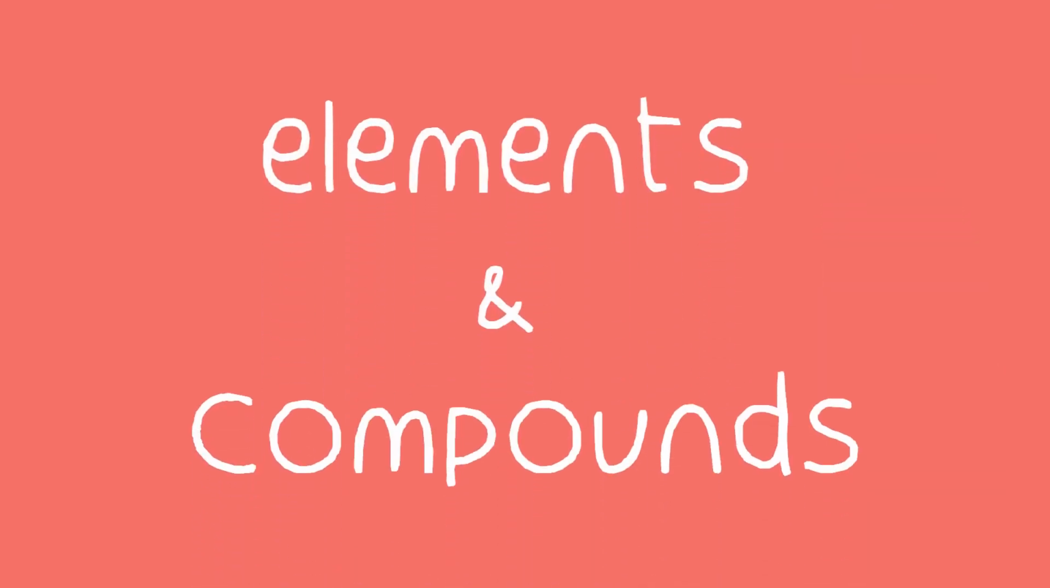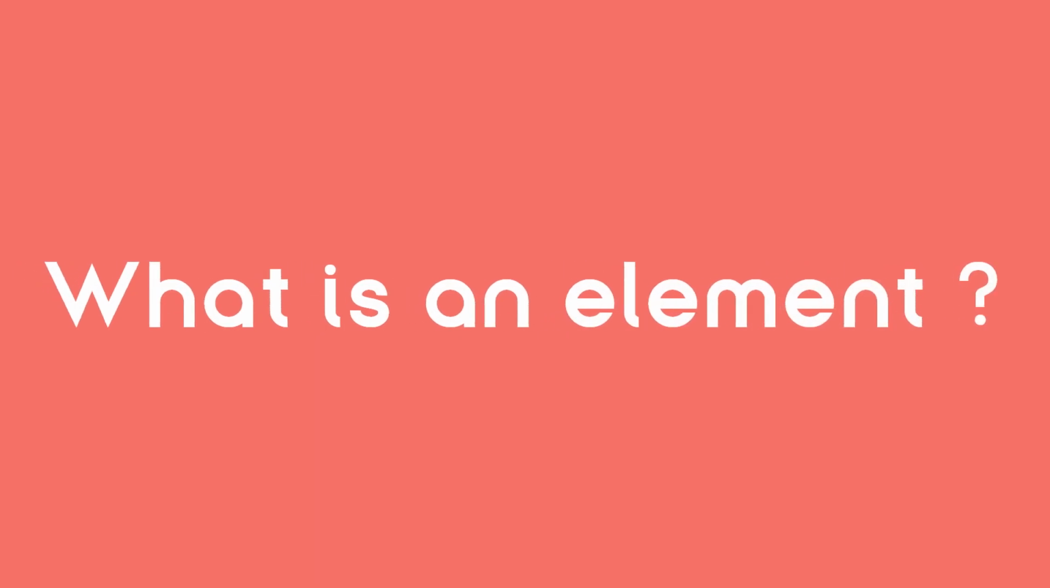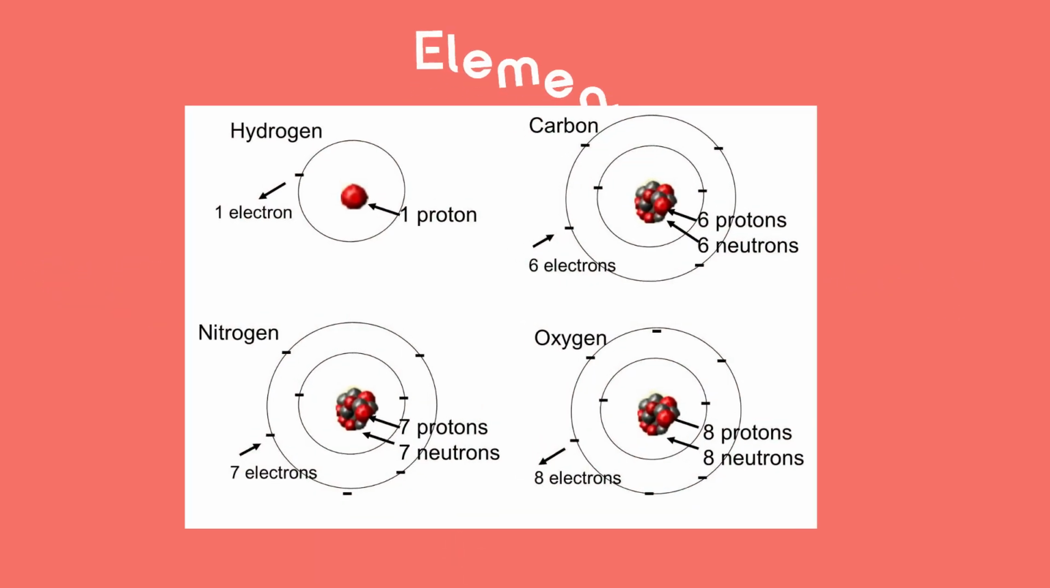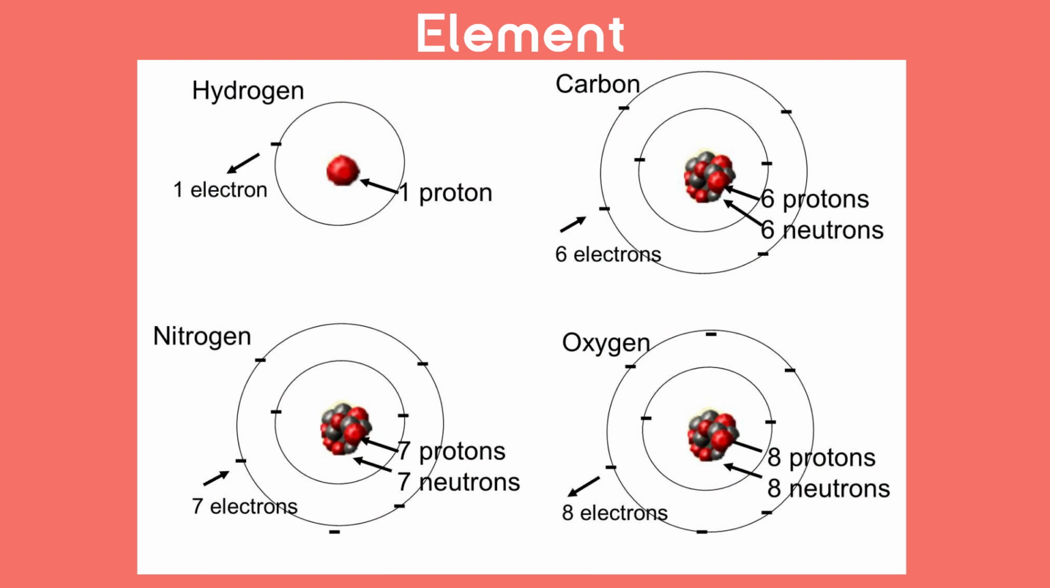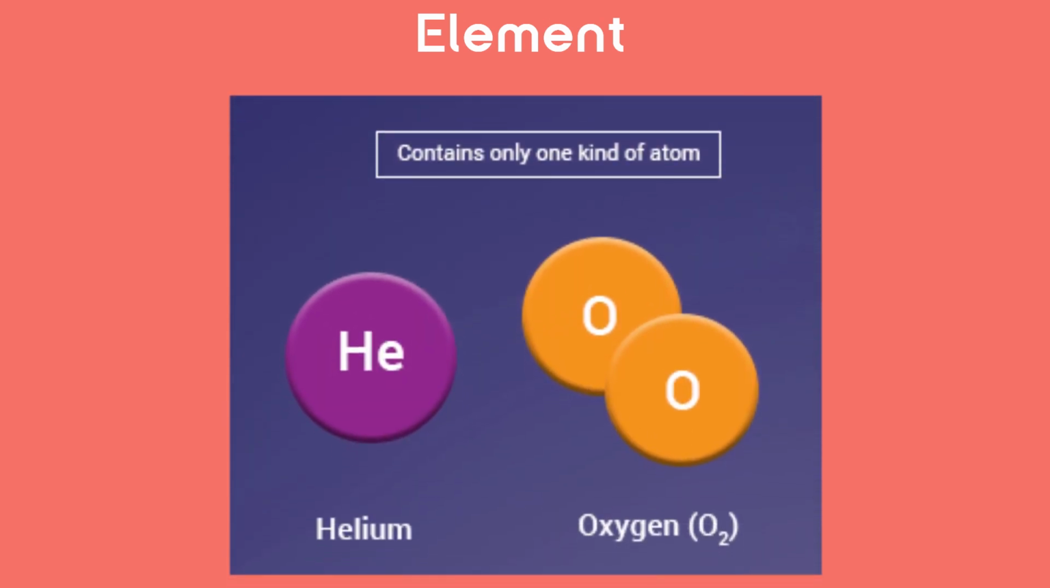Today we are going to see about elements and compounds. What is an element? In chemistry, an element is a pure substance consisting only of atoms with the same number of protons in their atomic nucleus. Look at this picture. In this picture, hydrogen has one electron and one proton, and other elements also have the same amount of protons, neutrons, and electrons in their shell. In simple words, elements constitute the simplest chemical substances in which all the atoms are exactly the same.